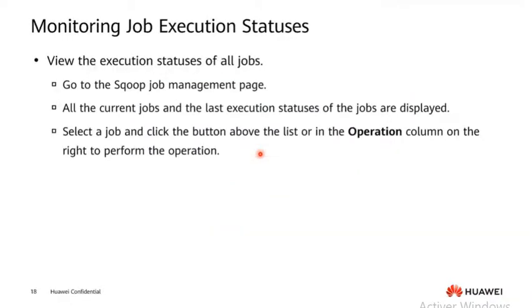As for monitoring all the job execution status, we can go to the Sqoop job management page where all the current jobs and last execution status of the jobs are displayed. In order to check the status in detail, we can select the job and click the button above the list or in the operation column on the right to perform the operation. Just several clicks, that is enough.